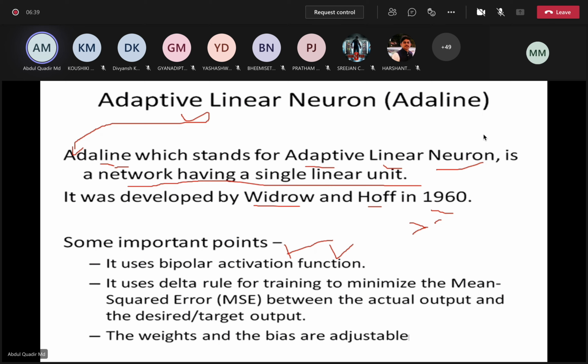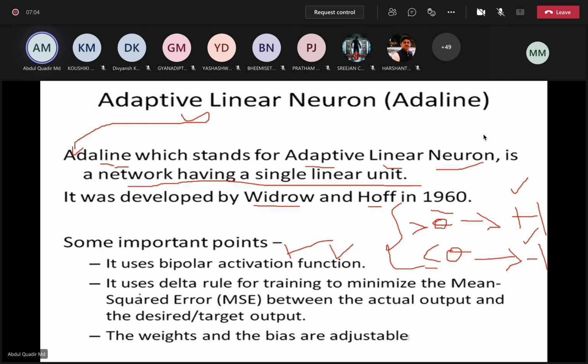That is, if it is greater than threshold, it will fire +1. If it is less than threshold, it will fire -1. Or less than or equal to threshold also we can have it. It will fire -1. So it is bipolar, that is, it will either fire +1 or fire -1.